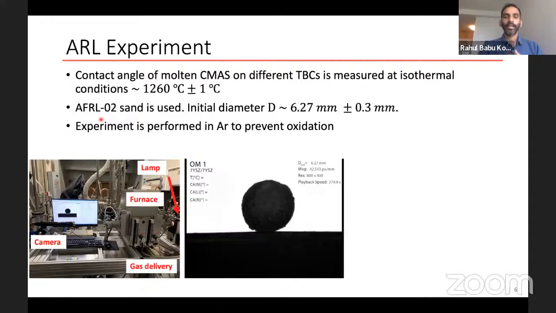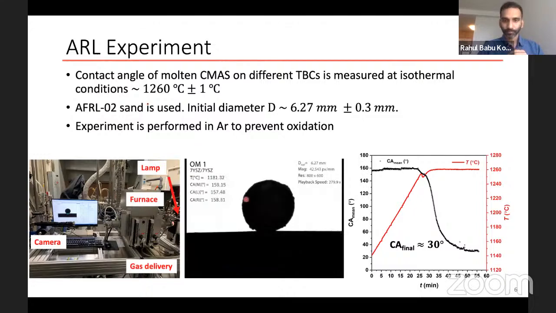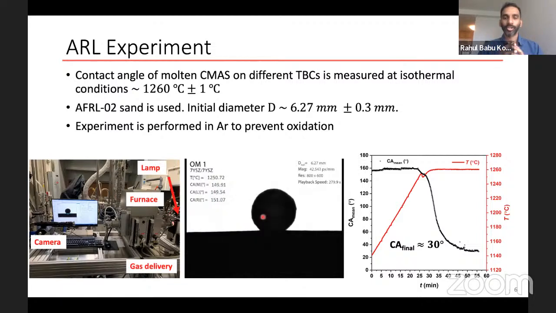They take the sand, they roll it up into a spherical ball. They put it in the furnace, fire up the furnace, heat it to 1260 Celsius, and let the sample undergo phase change and subsequently the spreading. So here you can see a movie of the spreading process. You see it shrinks because there are some volatile gases which evaporate upon heating.